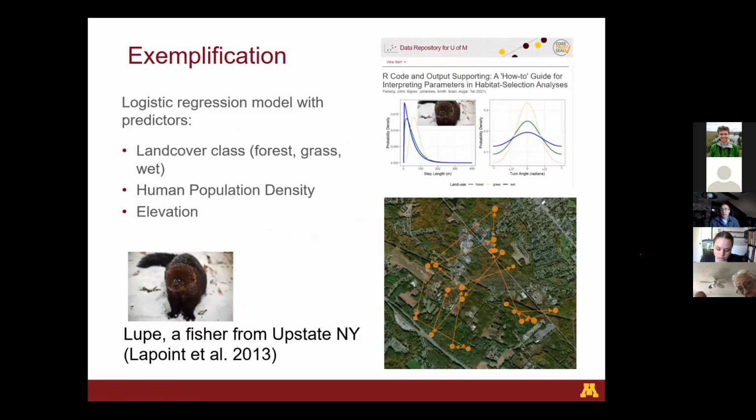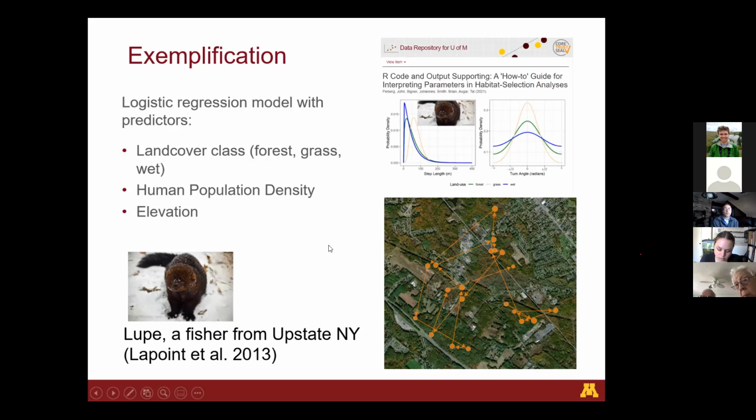Okay, so to demonstrate how we can use these frameworks to interpret parameters in resource selection functions or species distribution models, I'm going to give an example from our paper in Journal of Animal Ecology, where we're going to model the distribution and habitat use of Lupi, a fisher in upstate New York, as a function of land cover classes, forest, grass, or wet, human population density, and elevation. Here's some of Lupi's locations, and you can see this fisher's kind of using these forested habitats in this urban area.